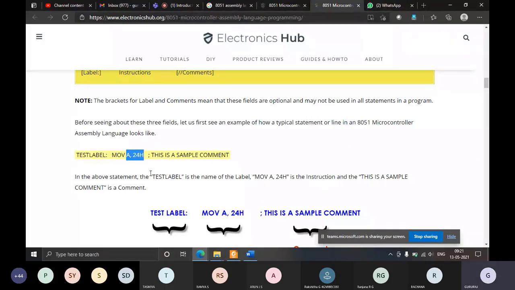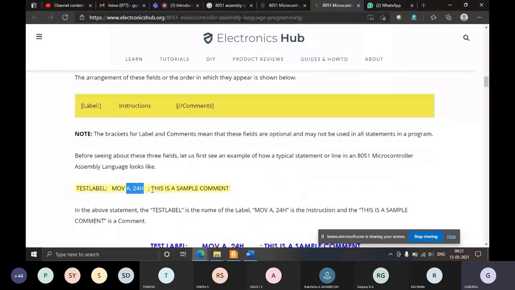And the comment. In assembly, usually a comment is added using a semicolon. Whatever you write after the semicolon is treated as a comment, so it will not be compiled or executed. It is only for user understanding. That's all. You can see this is a sample comment.